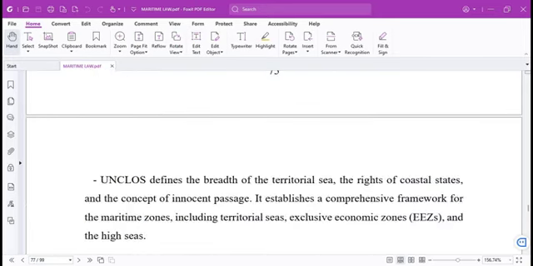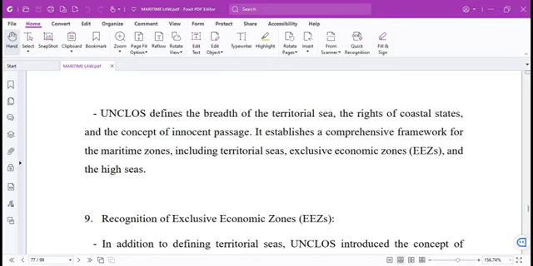The UNCLOS provision. The UNCLOS provides the breadth of the territorial sea, the rights of coastal states, and the concept of innocent passage. It establishes a comprehensive framework for the maritime zones, including territorial seas, exclusive economic zone, the EEZ.